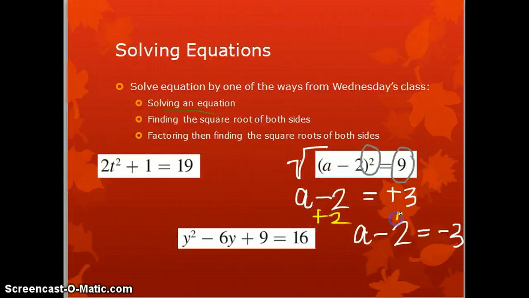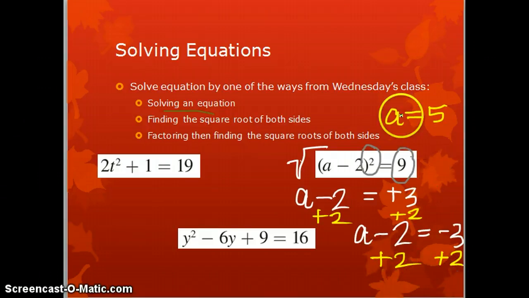Then I just solve. So on this graph, we'd have a point at positive 5, and we'd have a point negative 3 plus 2 gives me a negative 1. So then we'd have a point at negative 1 and positive 5. So this graph would cross through 2 times.